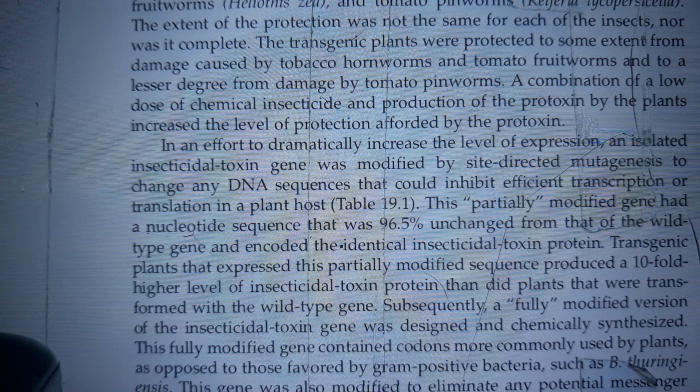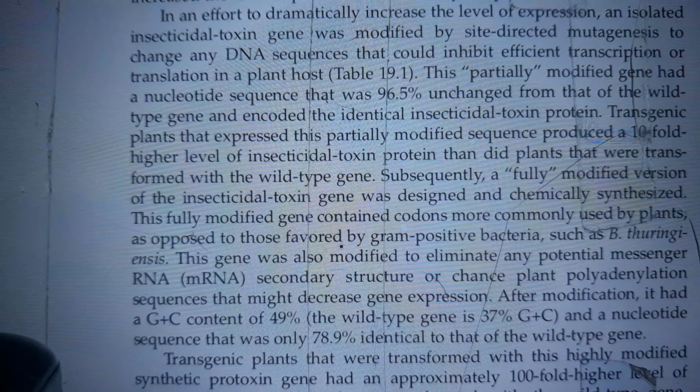The transgenic plants were protected to some extent from damage caused by tobacco hornworms and tomato fruitworms, and to a lesser degree from the damage by tomato pinworms. A combination of a low dose of chemical insecticide and production of the protoxin by the plants increased the level of protection afforded by the protoxin.